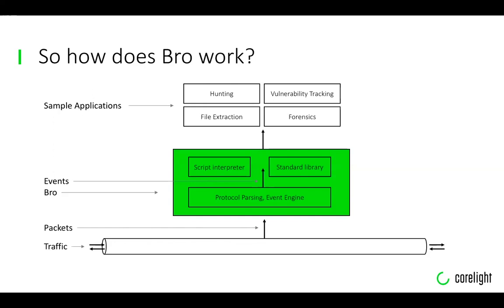So at the top there, you see some of the use cases of how people are using Bro. Well, they're using Bro to hunt for threats in their environment. They're using it for file extraction to send to file analysis frameworks. They're using it for forensics. You can also use Bro for things like vulnerability tracking, because Bro actually generates, as part of the network traffic analysis, logs that describe the version and type of software being used in your environment.